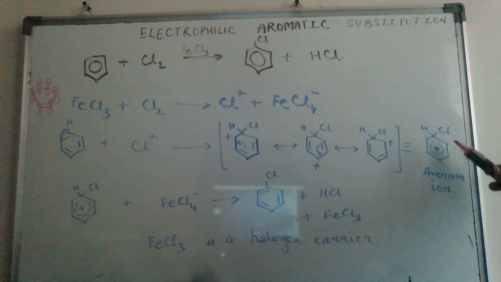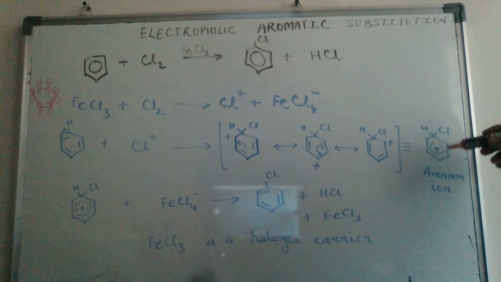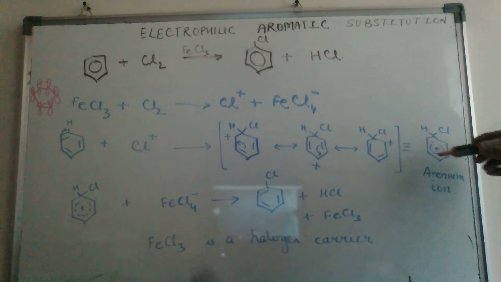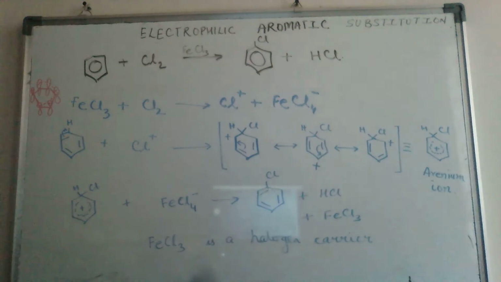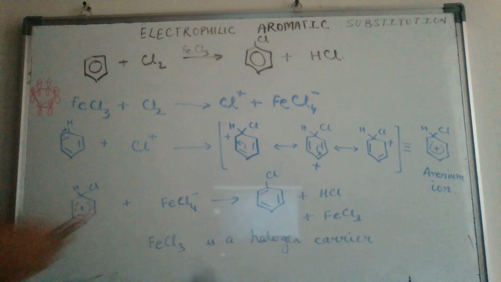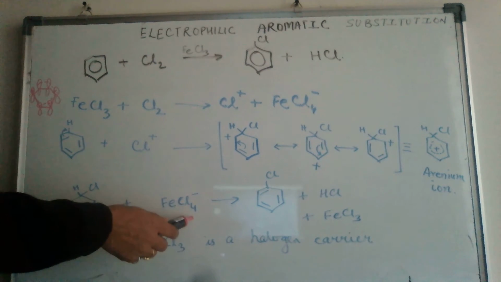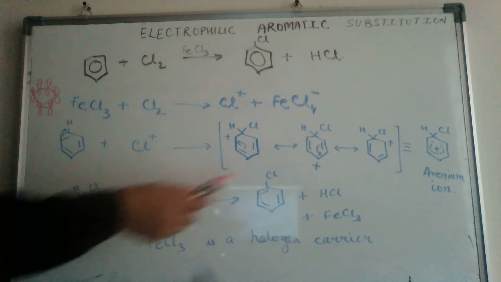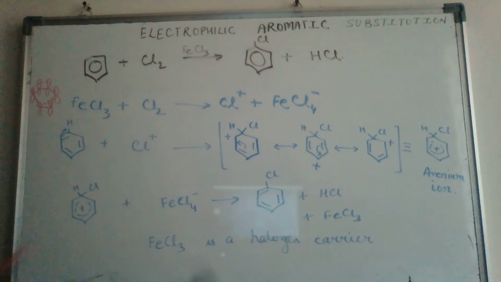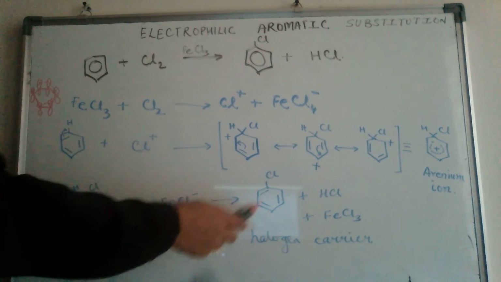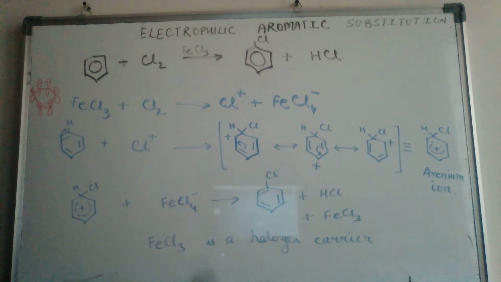The last step. Now, this particular species, if you notice, the dotted circle is not complete because it's an unstable species. This has an excess of positive charge. This positive charge can be removed by the loss of a proton, which in this case is hydrogen, which is done in the presence of FeCl4 negative. If you notice, FeCl3 is regenerated at the end of the reaction, giving us chlorobenzene, HCl and FeCl3.